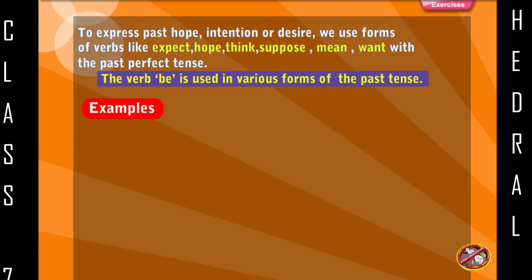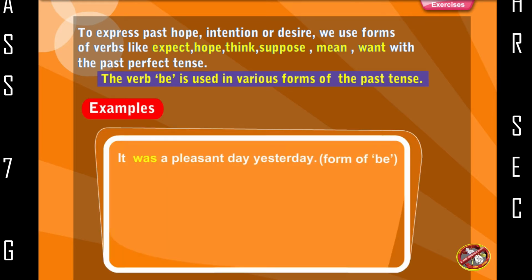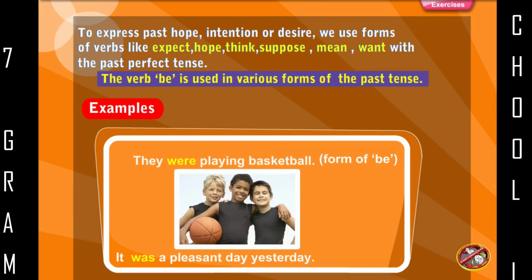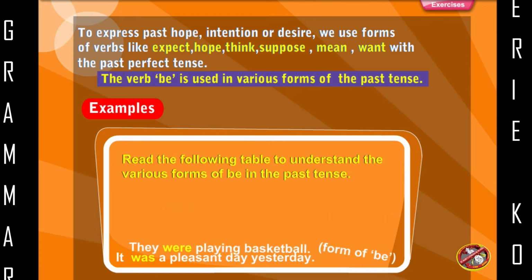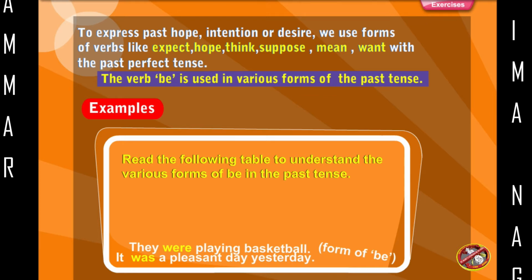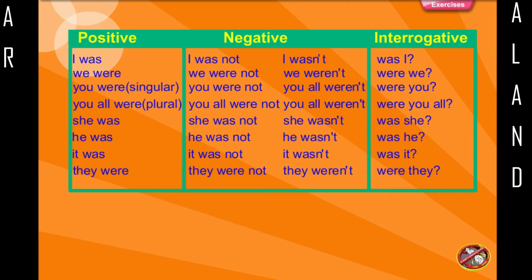Examples: It was a pleasant day yesterday. Form of be. They were playing basketball. Form of be. Read the following table to understand the various forms of be in the past tense. Positive, negative, interrogative.